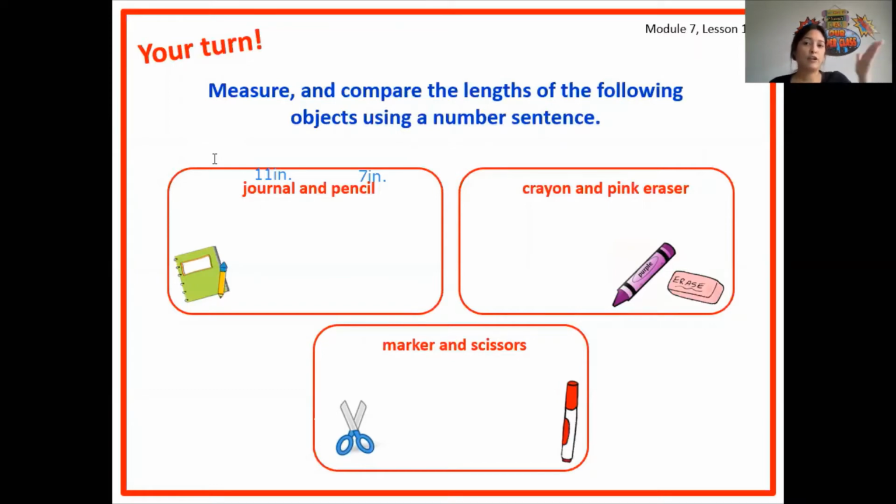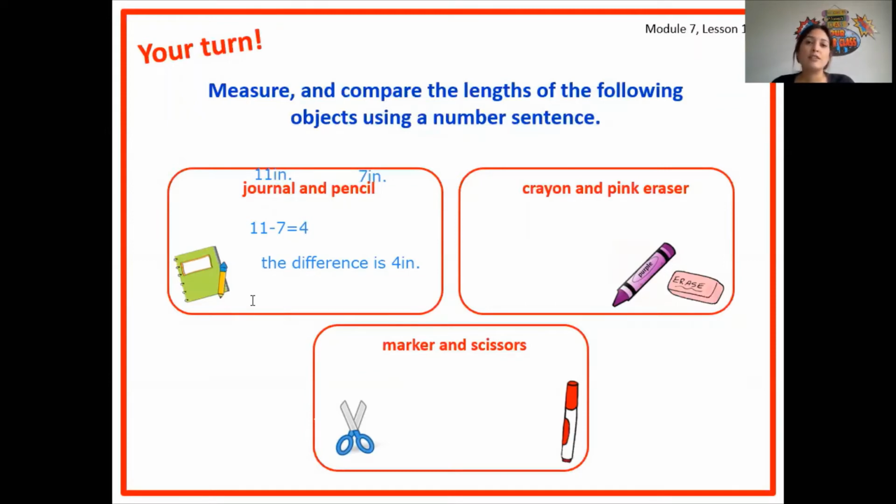So remember, we can count on from 7, count on to 11, or we can do 11 minus 7. Okay, so here I'm going to put 11 minus 7 equals, what's 11 minus 7? 4, right? So the difference is 4 inches. So my journal is 4 inches longer than my pencil.